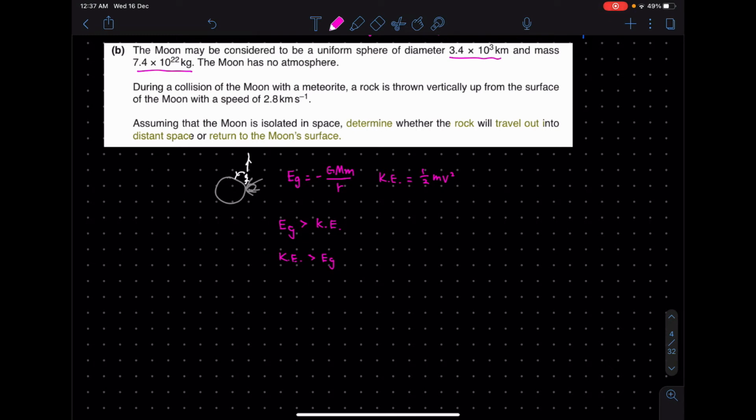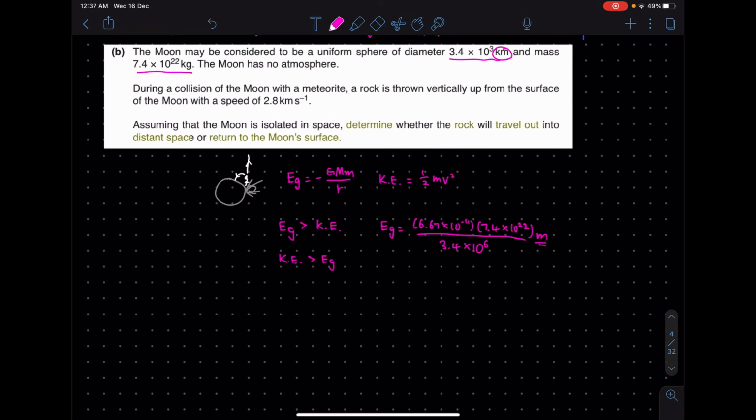So first, I'll calculate the gravitational potential energy. Technically, in this case, we can omit the negative sign since we're just calculating the magnitude. So 6.67 times 10 to the power negative 11 multiplied by M, which would be 7.4 times 10 to the power of 22. Now here's somewhat of a trick. They've given you kilometers. Remember to convert it to meters because we need to use everything in standard SI units. So 3.4 times 10 to the power 6. Now this m would be the mass of the rock here. I'll leave it as such first.